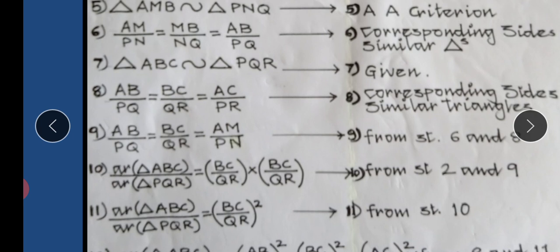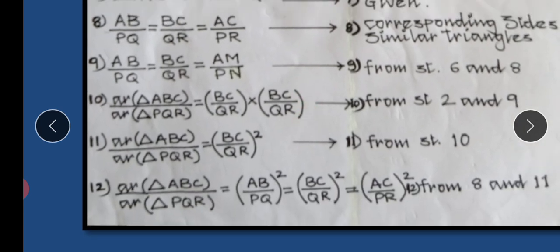But we want to prove this for all the 3 corresponding sides. Go back to statement 8: BC upon QR is equal to AB upon PQ is equal to AC upon PR. That means whatever is true for BC upon QR is also true for AB upon PQ and AC upon PR. That is, from statement 8 and statement 11 we get the final result. You can write this in a notebook from this part. This is a handwritten slide.